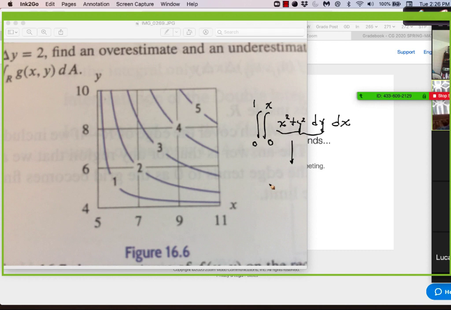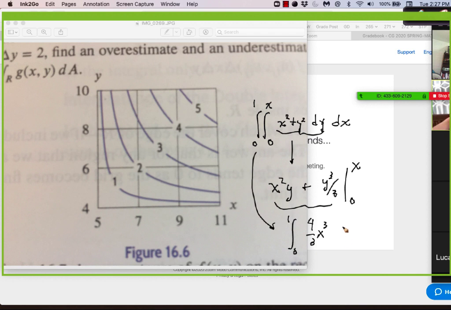So the antiderivative will be x squared y plus y cubed over 3, because it's like a partial antiderivative. You're doing antiderivative considering x to be constant. So this will be x squared y and then y cubed over 3. And then when you do the math, plugging in 0 and x and subtracting, you get 4/3 x cubed. And now we're integrating that from 0 to 1, and you get 1/3. Questions on the volume problem? Oh, sorry. Yes, you get 1/3. That's right.